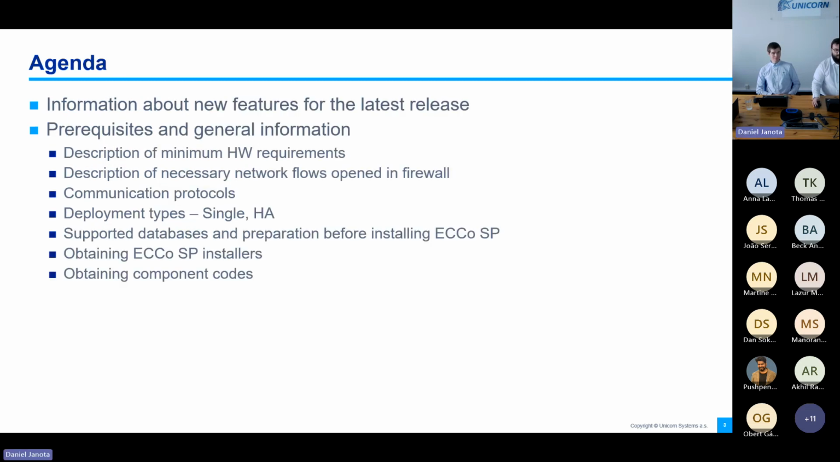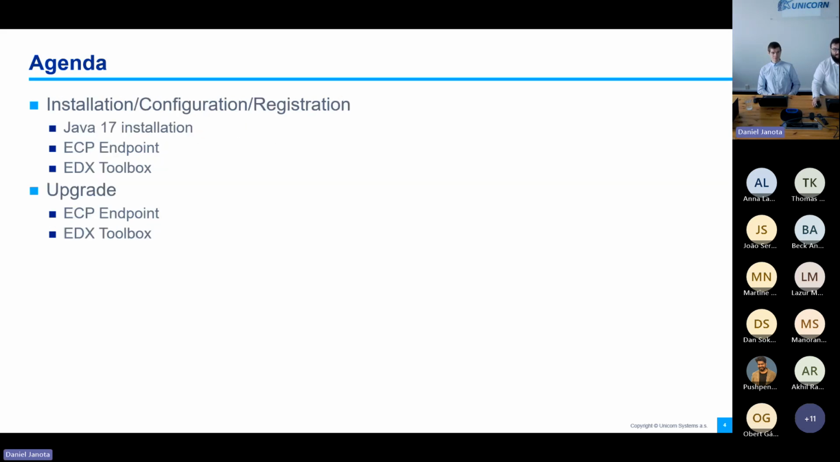So let's move to the agenda. Firstly, we will check some information about new features in the latest release. Then we will move to prerequisites and some general information about ECCoSP, some description of hardware requirements and other necessary steps before the installation itself. In the second, more practical part, we will install, configure, and register the ECP endpoint and EDX toolbox together with Java 17. And then we will also upgrade those applications.